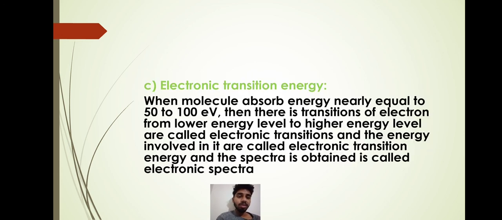Next is electronic transition energy. When the molecule absorbs energy equal to 50 to 100 electron volt, there is a transition of an electron from a lower energy level to a higher energy level. This is called electronic transition, and the energy involved is called electronic transition energy, and the spectra obtained is called electronic spectra.